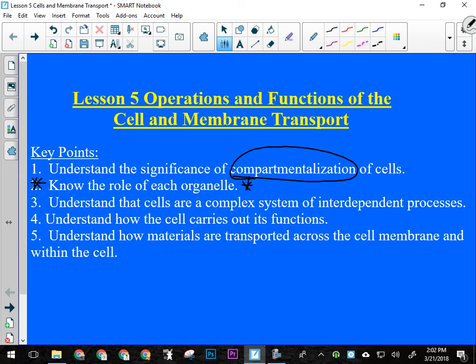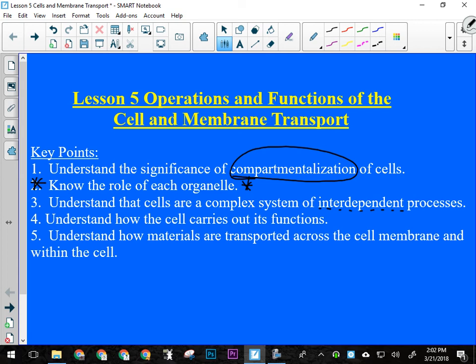Okay, but your job will be that you have to give me the name and function of the organelles of the cell. All right, third thing, understand that cells are a complex system of interdependent processes. Interdependent means that they depend on each other, and that if one link in the chain is broken, then the whole system will break down.